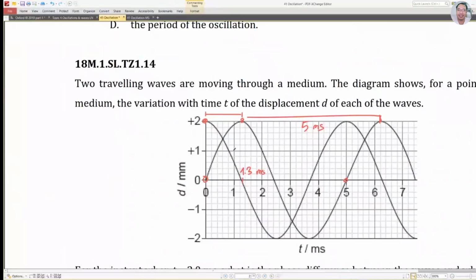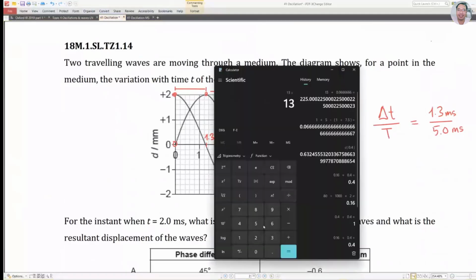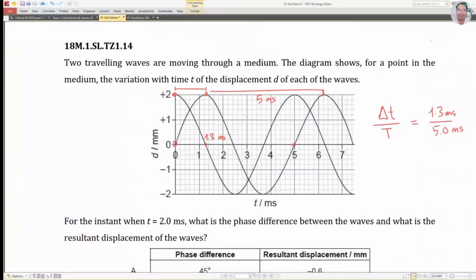You will have the difference in time of the two waves, let's say delta t, is 1.3 milliseconds. And if you take the ratio with the period, which is 5 milliseconds, you have this ratio, which is 13 divided by 50, 0.26.